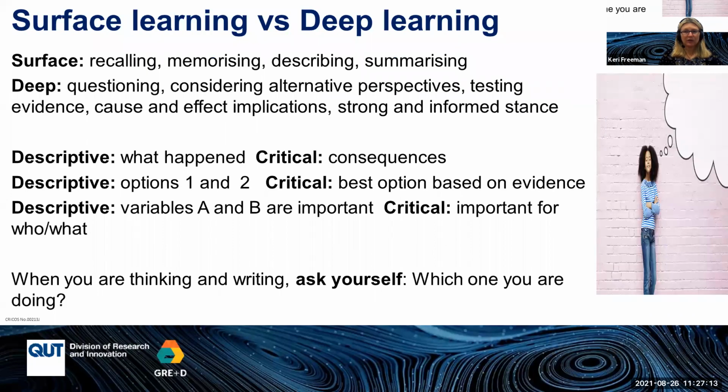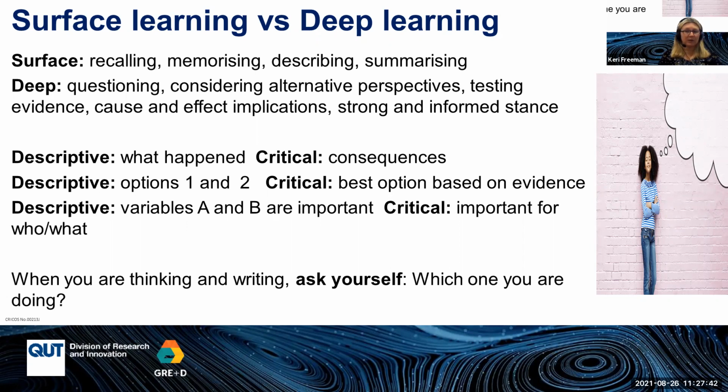So another way to look at critical thinking is surface learning versus deep learning. Now, of course, we all need that aspect of the surface learning, which is recalling and memorizing and describing, but we need to go deeper with our questioning and looking at the cause and effect and consequences. So descriptive is where we say something happened, and then we use our critical thinking by saying, okay, something happened and these were the consequences.